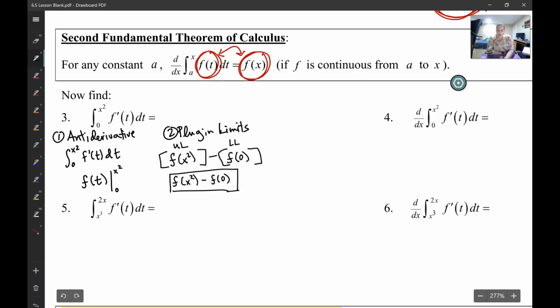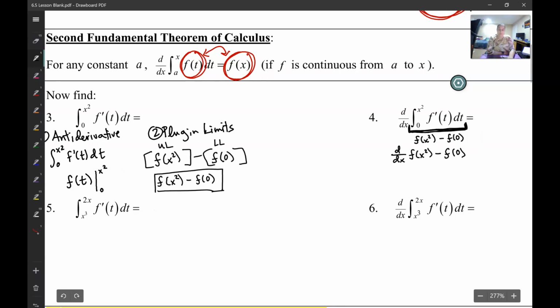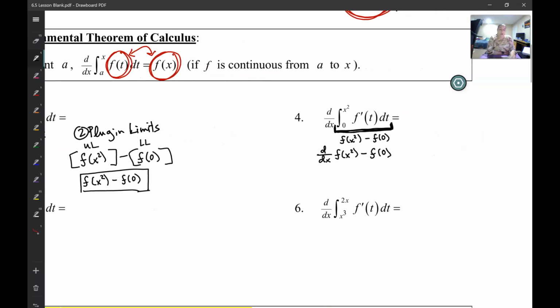Okay. Number 4, I want to take the derivative of number 3. So this part right there is exactly the same as number 3, that is f of x squared minus f of 0. So I want to take the derivative of f of x squared minus f of 0. Now, I'm going to be a little careful doing this one. Let's go one by one.